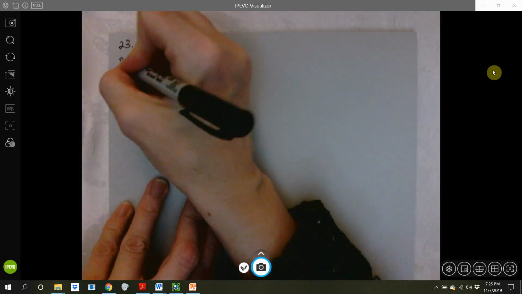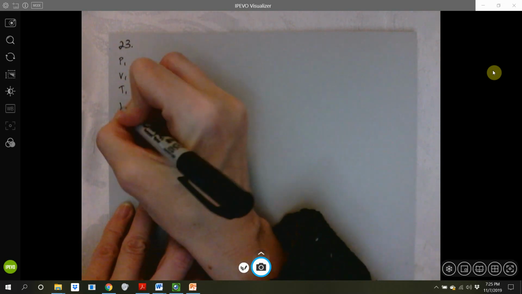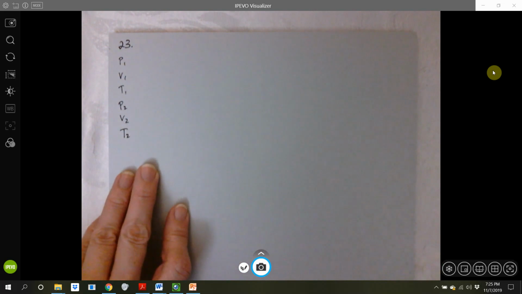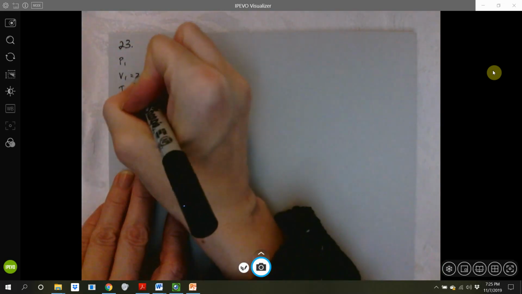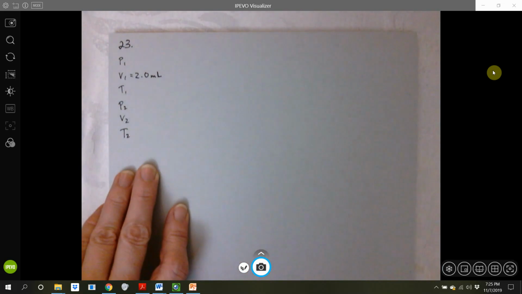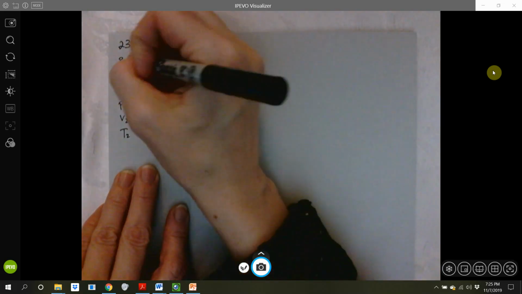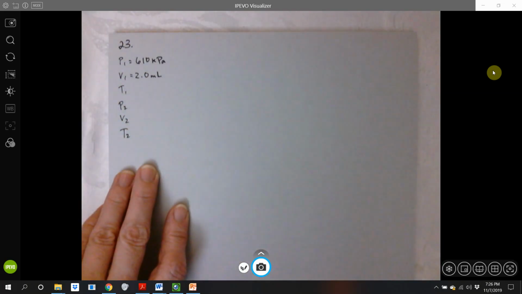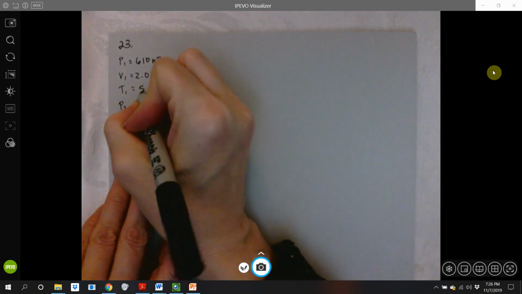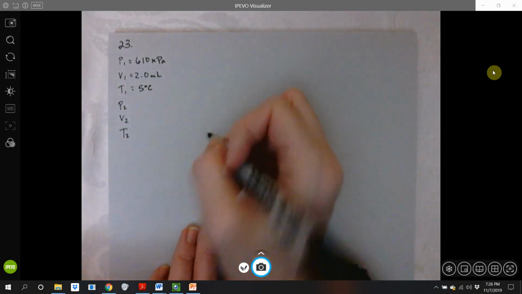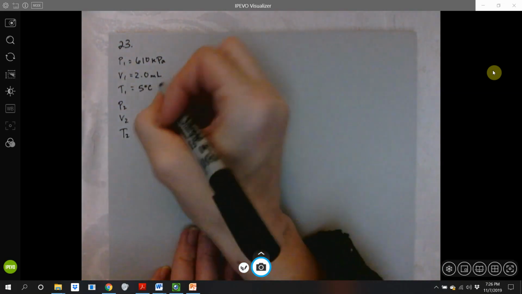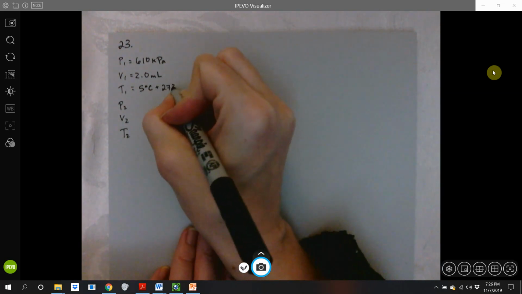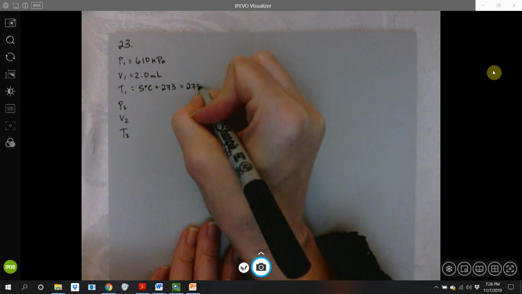Let's go through and see what variables we were given here. Okay, so there's a 2.0 milliliter bubble, so that looks like a volume. There it is. And at a pressure of 610 kilopascals, right? Lots of pressure. And the temperature is 5 degrees Celsius. Okay, so we have all three variables in this question, so we're going to need to use the combined gas law. Our 5 degrees Celsius can't remain in Celsius. We need Kelvin, so we'll add our 273 to get 278 Kelvin.